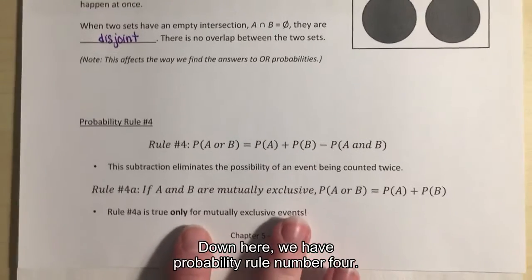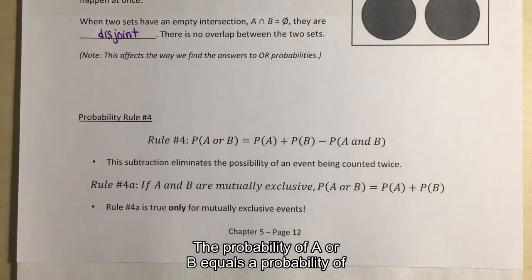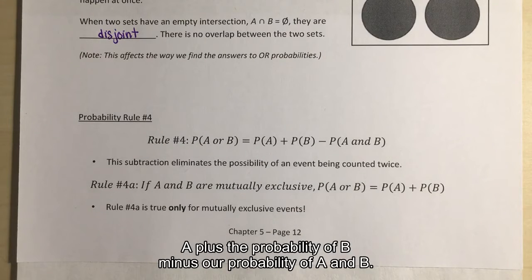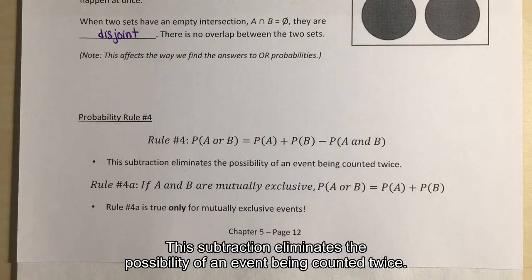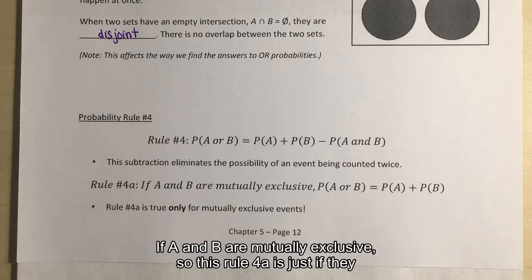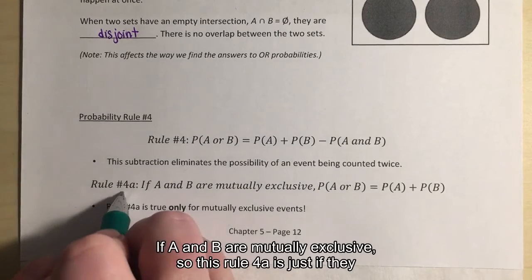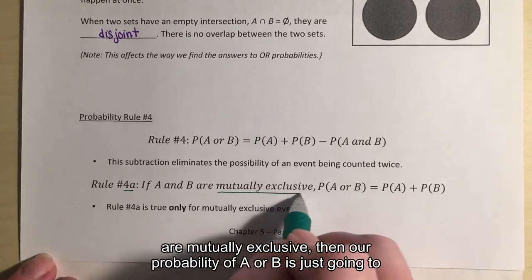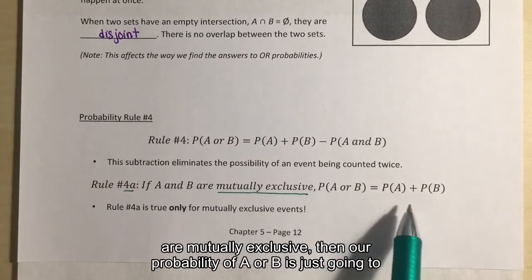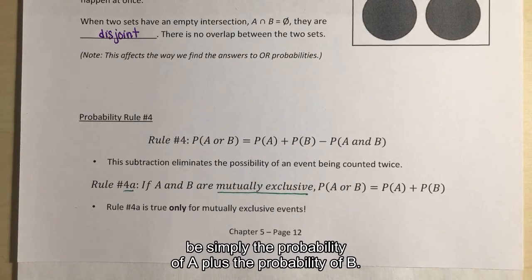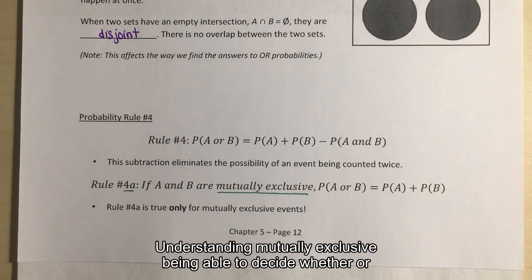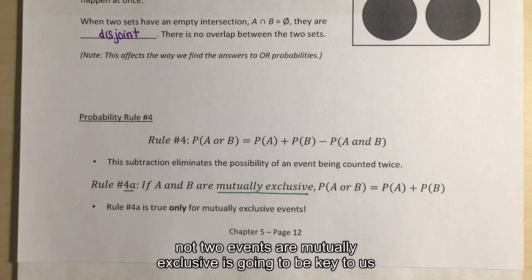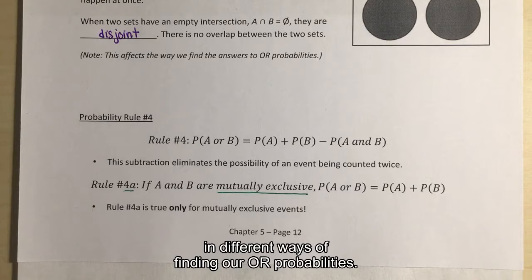So down here we have probability rule number 4. The probability of A or B equals the probability of A plus the probability of B minus the probability of A and B. This subtraction eliminates the possibility of an event being counted twice. Or, if A and B are mutually exclusive, this rule 4A applies, and the probability of A or B is simply the probability of A plus the probability of B. So being able to decide whether or not two events are mutually exclusive is going to be key to us in our different ways of finding our OR probabilities.